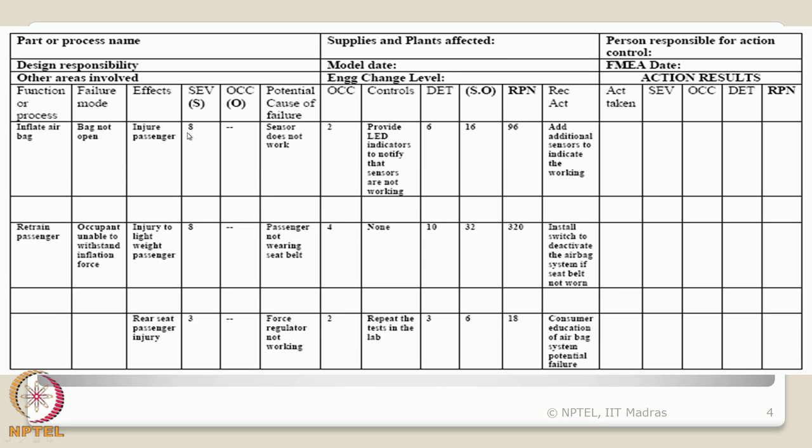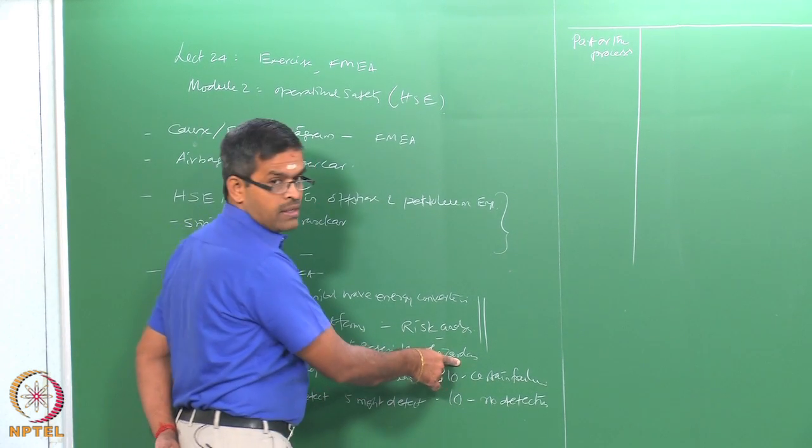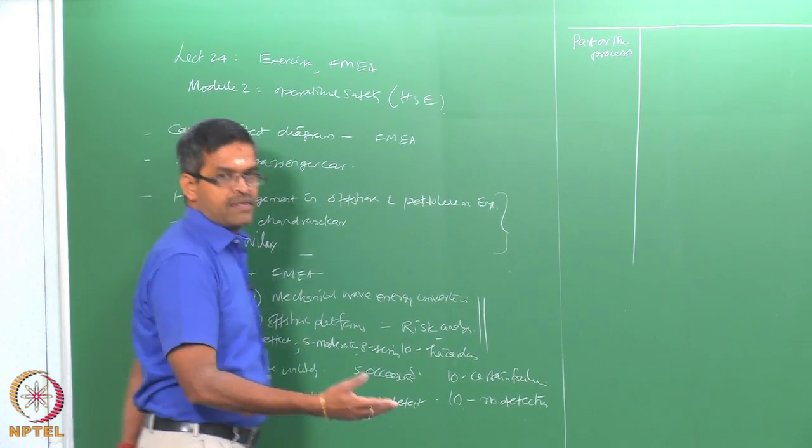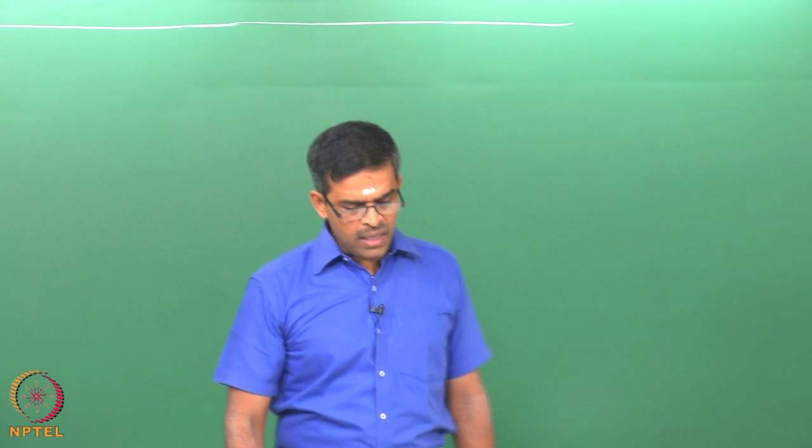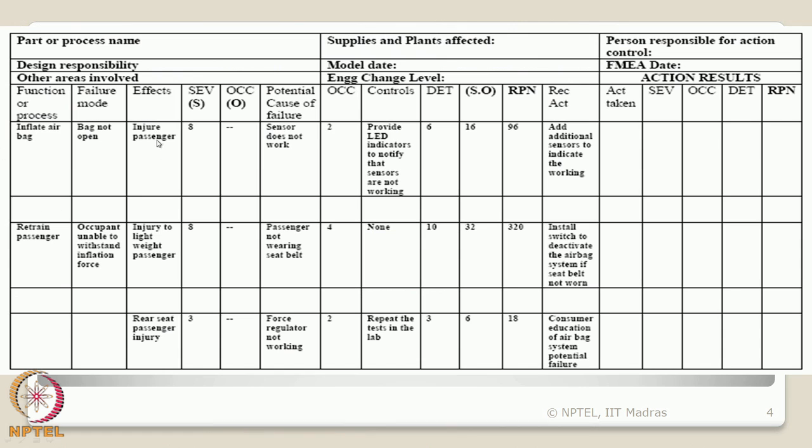The severity, if you look at the scale here: 1 means there is no effect, but 10 is very hazardous. So, let us go for a scale of 8. It is an arbitrary number. You can also change it to 10 if you want. But you will agree that since it is going to injure the passenger, any number beyond 5 is reasonably correct here.